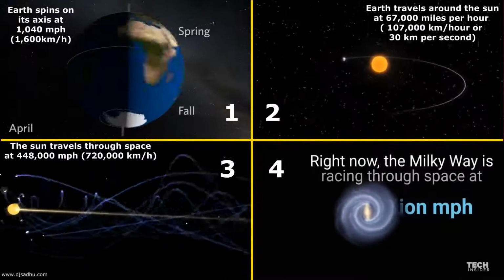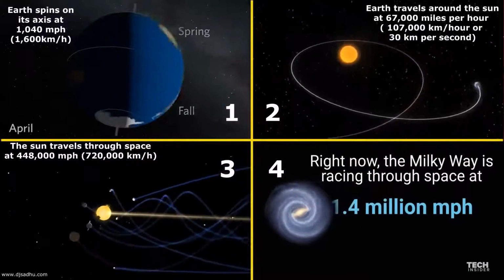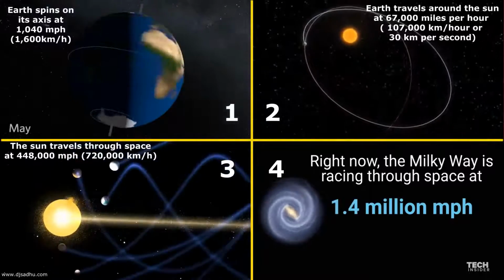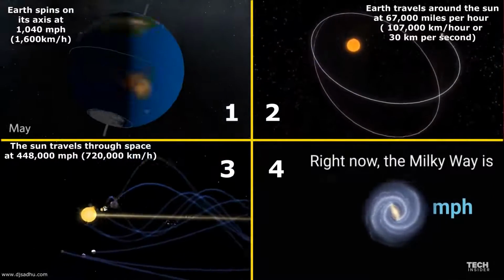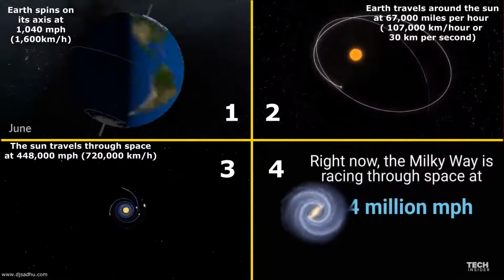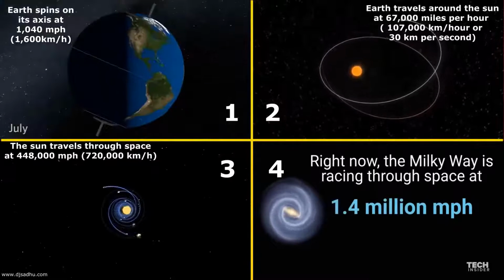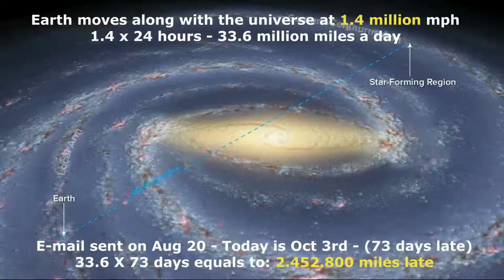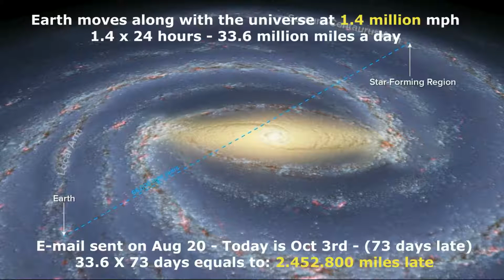So remember, this whole thing that you see, the Milky Way, is moving through the universe. So Earth moves along with the universe at 1.4 million miles per hour. In one day, in 24 hours, Earth moves along with the Milky Way 33.6 million miles a day. So this email was sent on August the 20th, and today is October 3rd, 73 days late.